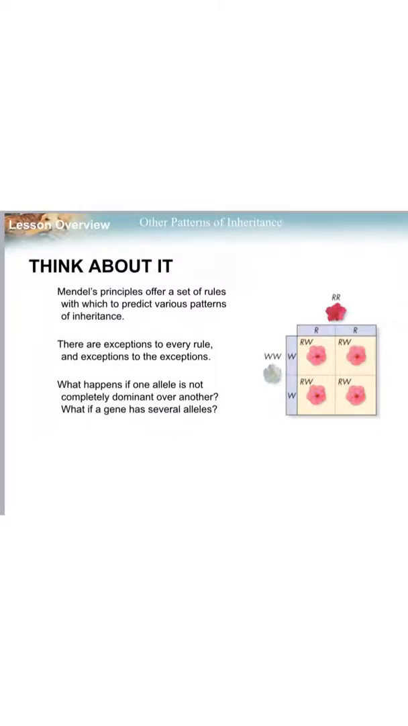So Mendel's principles basically offer a set of rules with which to predict various patterns of inheritance. There are exceptions to every rule and exceptions to the exceptions. So what happens if one allele is not completely dominant over another? What if a gene has several alleles?